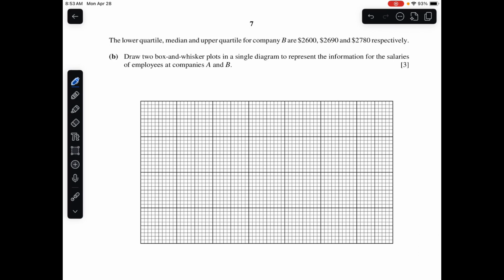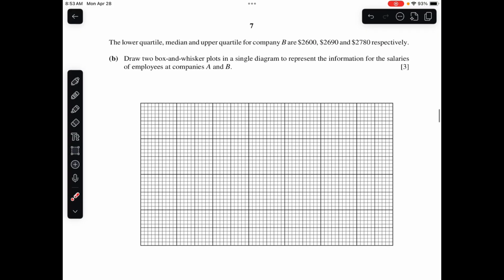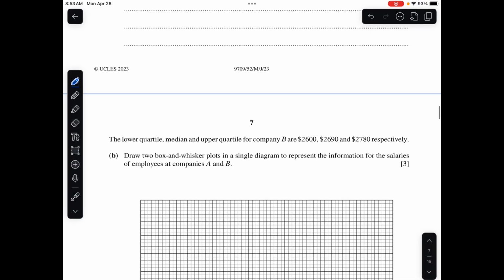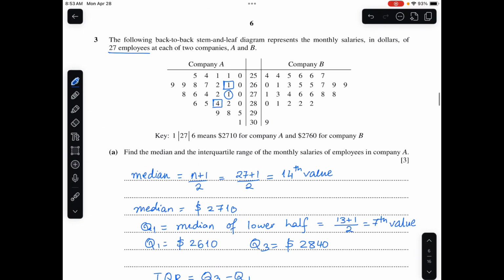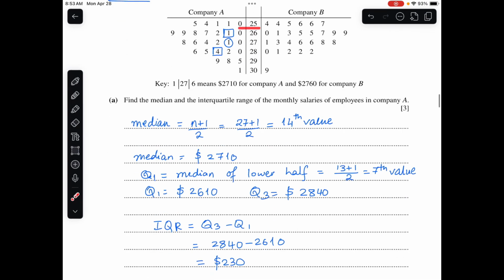So the next part is asking you to draw box and whisker plots. They also gave you information about the interquartile range, median, and upper quartile of company B. So we calculated for company A. Now we need to draw box and whisker plots for both companies A and B. So let me just copy down what we have for company A. For company A, we need the lower quartile and the least value. What is the least value? It is the first value here, 2500.